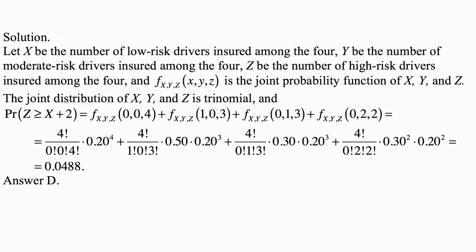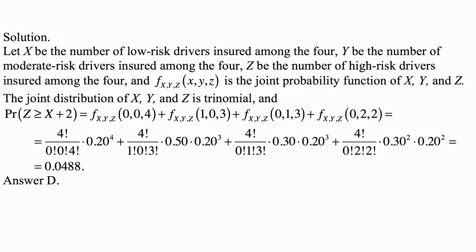and what we're looking for is the probability that Z is greater than or equal to X plus 2, and that happens when we have (0, 0, 4), so 0 low risk, 0 moderate risk, and 4 high risk, or (1, 0, 3), 1 low risk, 0 moderate risk, and 3 high risk, or (0, 1, 3), 0 low risk, 1 moderate risk, and 3 high risk, or (0, 2, 2), 0 low risk, 2 moderate risk, and 2 high risk. These are all possibilities that encompass the event that we want. And then we just write out the trinomial formula for all of these cases.